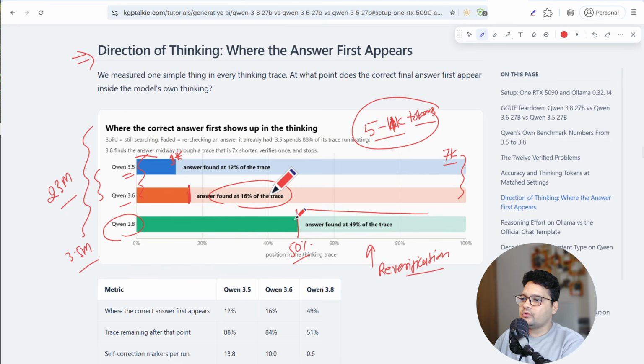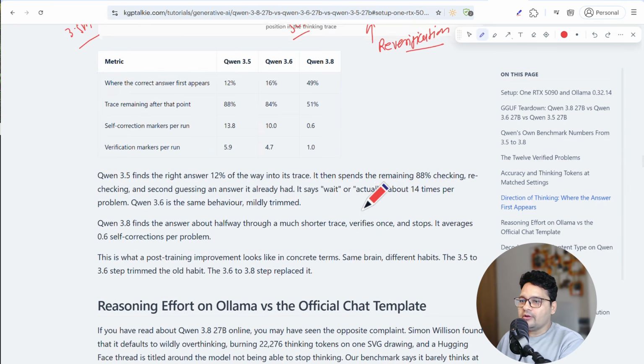So Qwen 3.8 got the answer by the time it reached 50% of the tokens, and then in the next 50% it re-verified its reasoning to check whether it is correct or not. Ideally it should be something like this. It shouldn't be like the others, where you get the correct answer within 10% of the total tokens, and then the remaining 80 to 90% is consumed only by rethinking. Okay, cool. I hope you have understood.